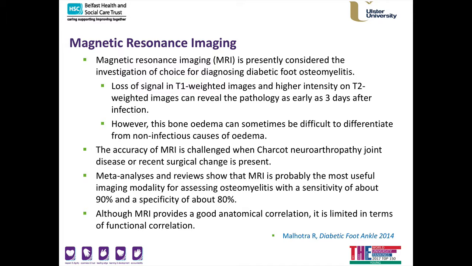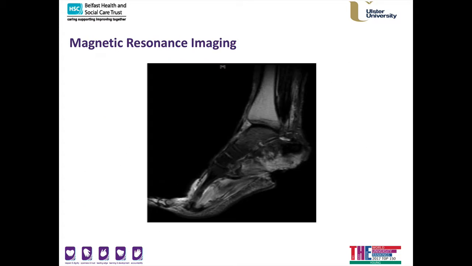Magnetic resonance imaging for me is probably gold standard to identify any evidence of osteomyelitis. However, it does produce good anatomical correlation, but it is limited somewhat with bone edema and other factors that may be non-infective that show up on MR imaging. The sensitivity is about 90% and specificity 80%, so it is really very useful. However, time constraints for getting the MRIs does preclude their routine use.